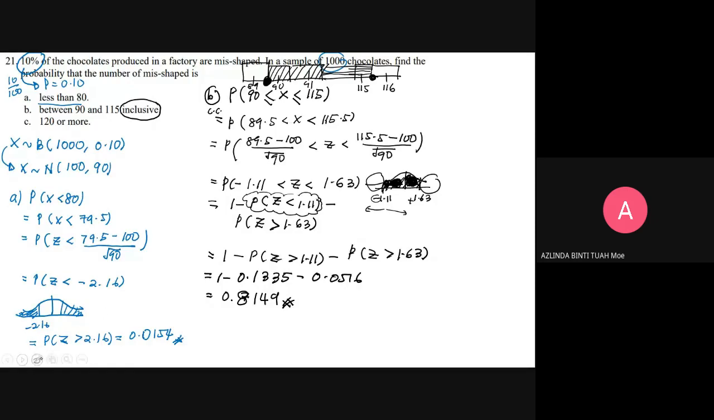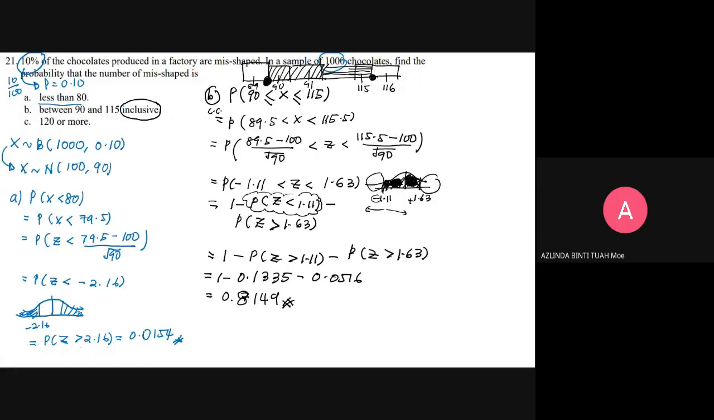Okay, soalan yang seterusnya, soalan C. Aini, try Aini. Ada Aini? Ada, madam. Okay. 120, so X is equal to 120 or more. So sebenarnya greater or equal to 120. Okay, buat continuity correction, dia jadi apa Aini?